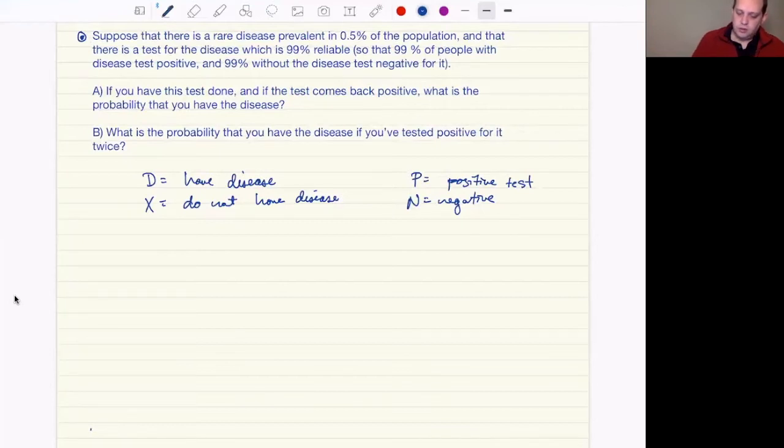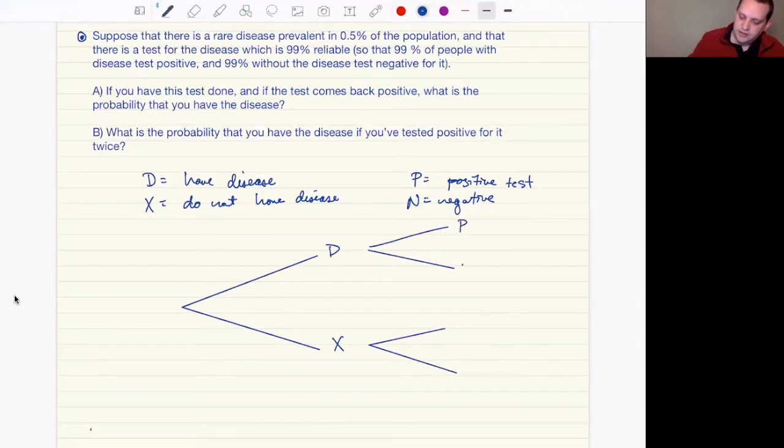The way I have this set up is that D is going to be the event that you have the disease. X is the event that you do not have the disease. P is that you'll have a positive test, meaning that it says that you have the disease. N is a negative test, meaning that the test says, no, you do not have the disease. So those are going to be our events. And we're going to draw a tree diagram. So you either have the disease or you do not. And then given that, you can test positive or not.